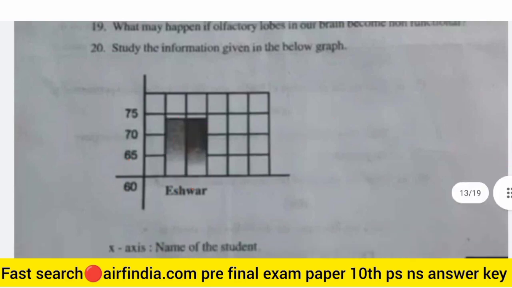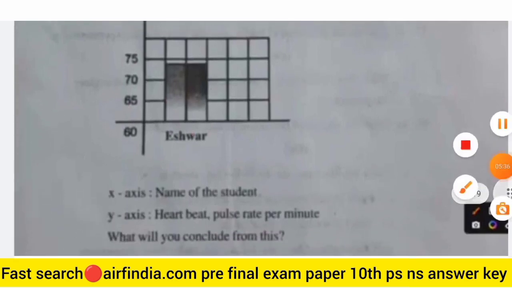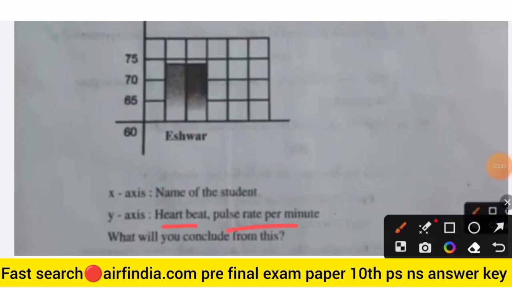So this is your graph, okay? The values are 60, 65, 70 and 75, okay? It's a maximum of 74 something, and the x-axis is the name of the students, okay, and the y-axis is heartbeat, pulse rate per minute, okay? So this is the pulse rate, and this is the name of the students, okay? So what will you conclude from this?